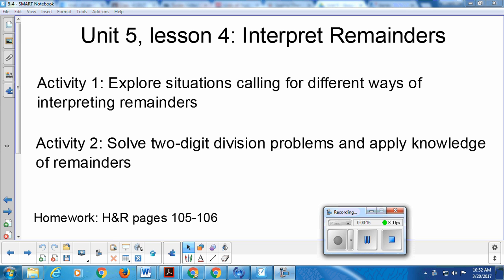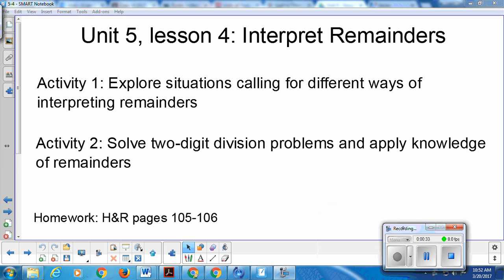as I said. So today, we are interpreting remainders. We're going to be doing some word problems with division that are going to have some remainders. But when you have a word problem and you have remainders, you have to interpret them and figure out what those remainders represent. And that's what we're going to talk about today. It should be lesson 4 of unit 5.